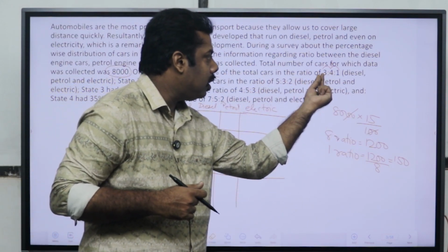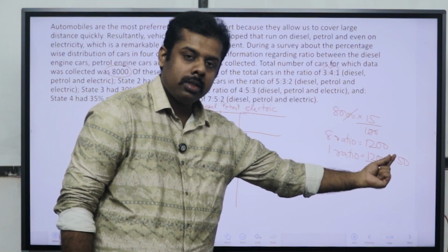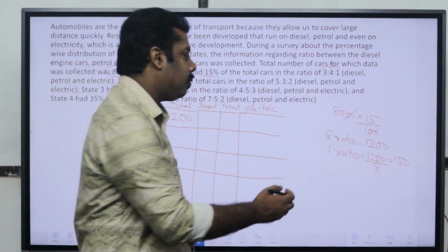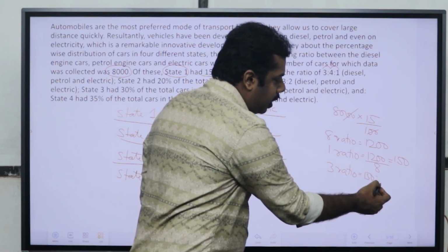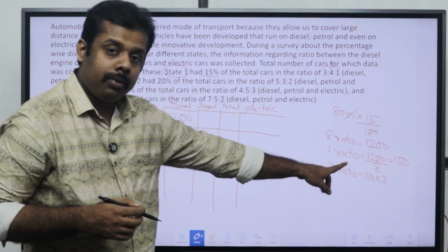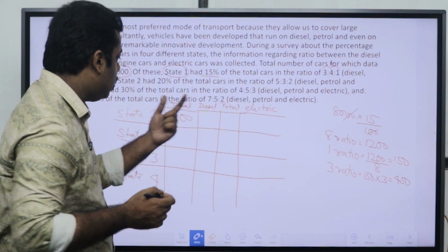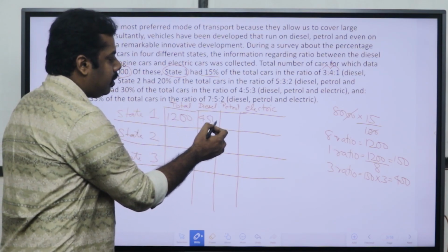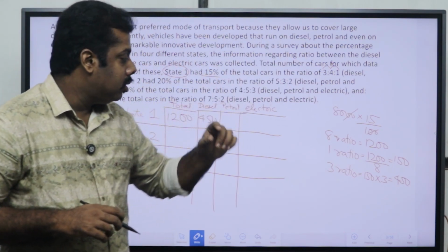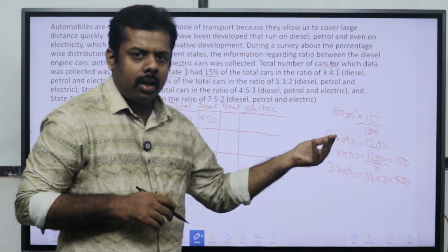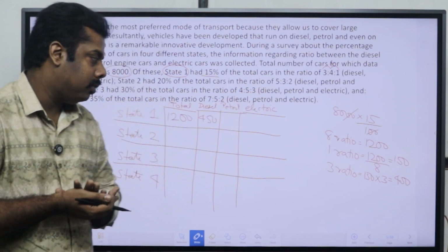Now 3:4:1 is the ratio. Diesel car is 3 ratio. We know 1 ratio here is 150. So obviously 3 ratio has to be 3 times of 1 ratio. So 150 into 3 is going to give us 450. So the diesel cars in state A is 450. Likewise, petrol cars are in the ratio of 4. We know 1 ratio is 150, so I think you will be comfortable now. 4 ratio has to be 4 times 150, that has to be 600.